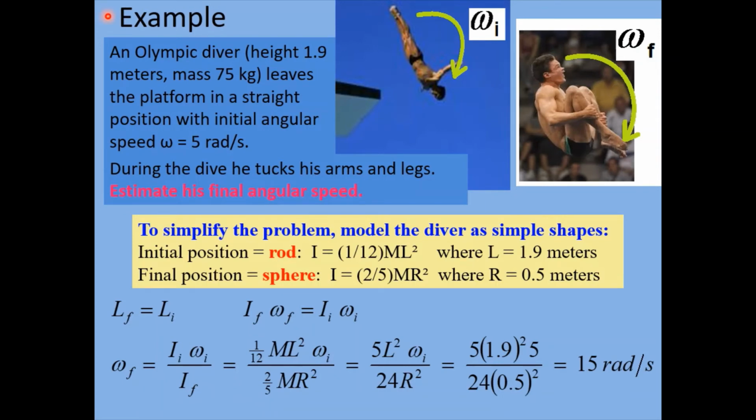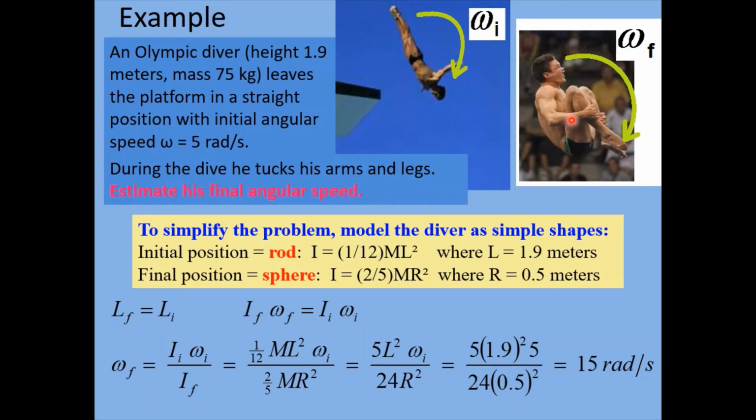Here's another example of using conservation of angular momentum. This time we're going to apply it to an Olympic diver. So this diver has a height of 1.9 meters and a mass of 75 kilograms. He leaves the platform in a straight position like this with an initial angular speed of 5 radians per second. So when he jumps off the high dive here, he gives himself a little bit of rotation by pushing off with his legs. So his body is turning like this.